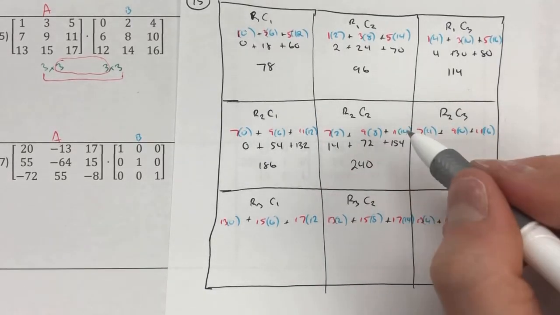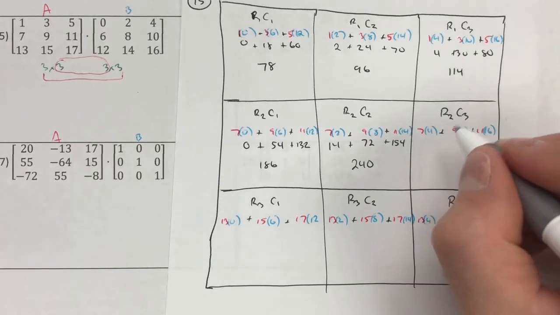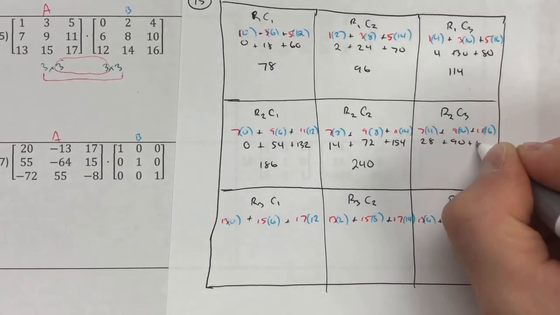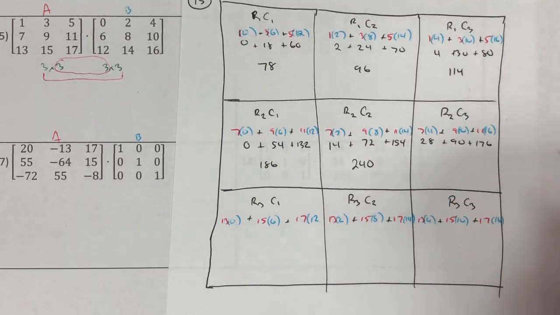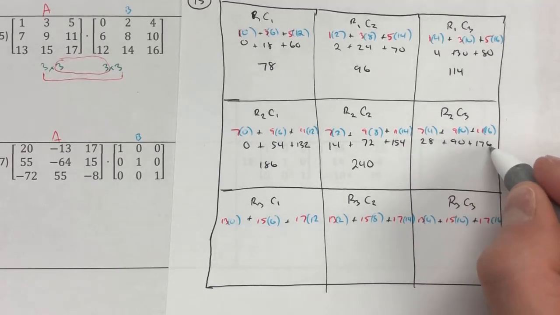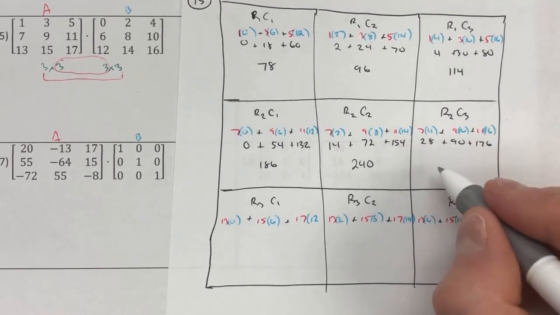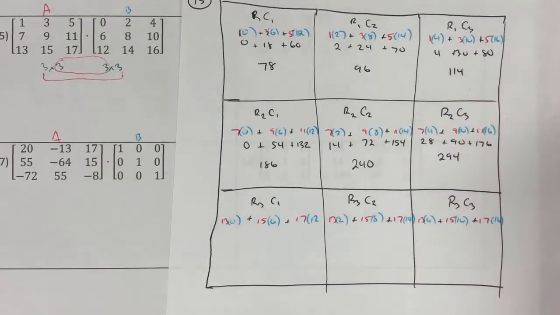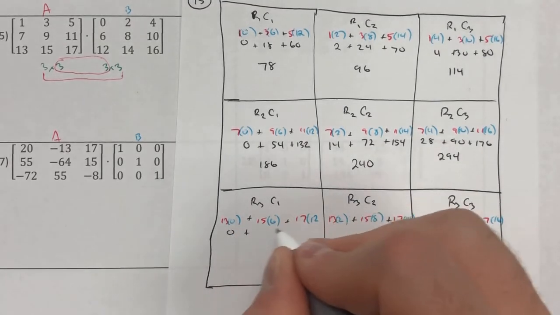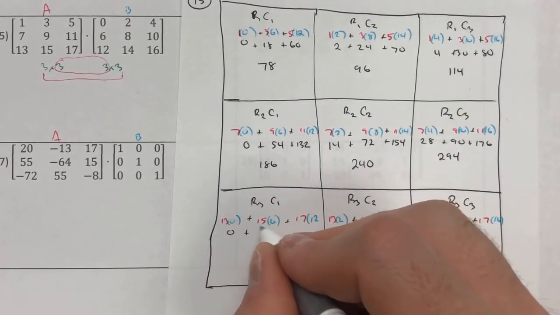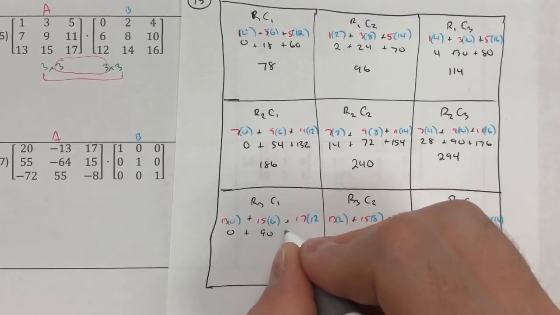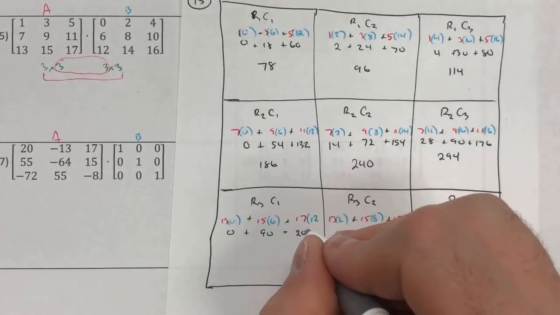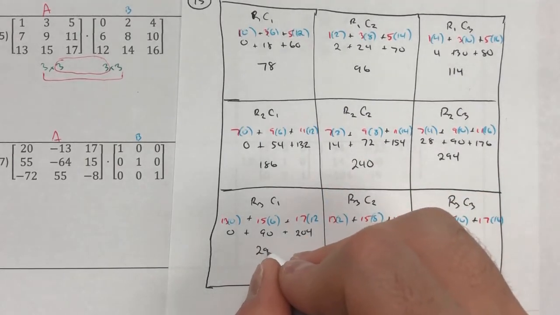You might want to double check my work here because I may make an arithmetic error. Gotta try not to. 28 plus 90 plus 176. That's going to be 266, 286, 294. Let's see, that's going to be 60 plus 30 is 90. It's going to be 170 plus 34, so 204, 294.